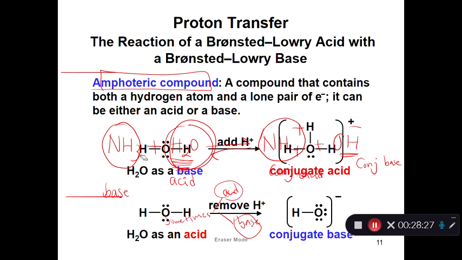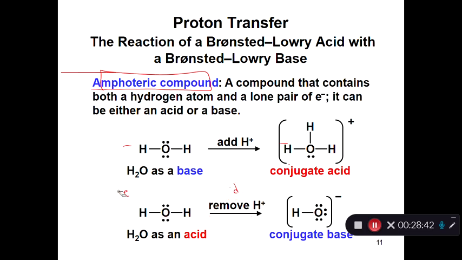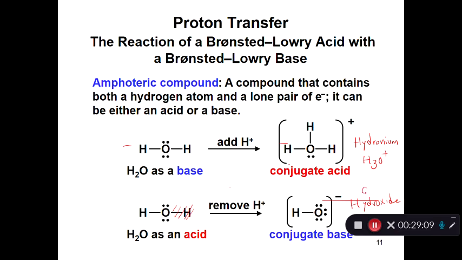So as you see here, if we have H2O as base, it's going to gain hydrogen, so it's going to make H3O plus. We call it conjugate acid. This term, hydronium, is used for H3O plus. Hydronium is the name of the formula H3O plus. If we have H2O and it's going to act like an acid, it should lose one hydrogen. Losing hydrogen, we make OH1 negative. We call that hydroxide, OH1 negative.